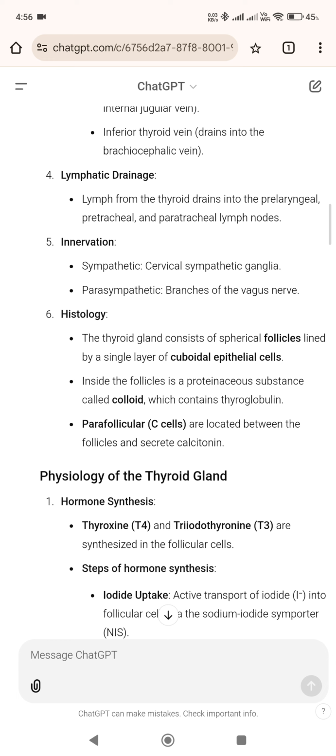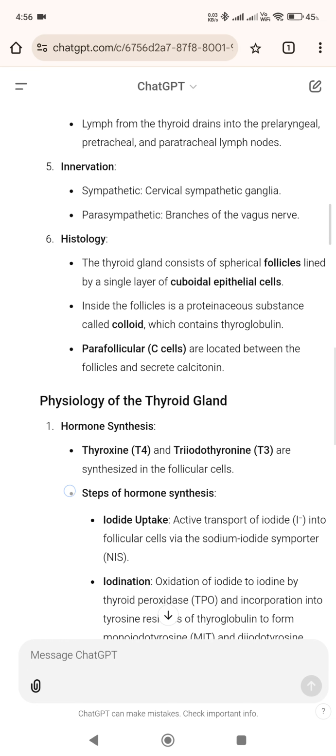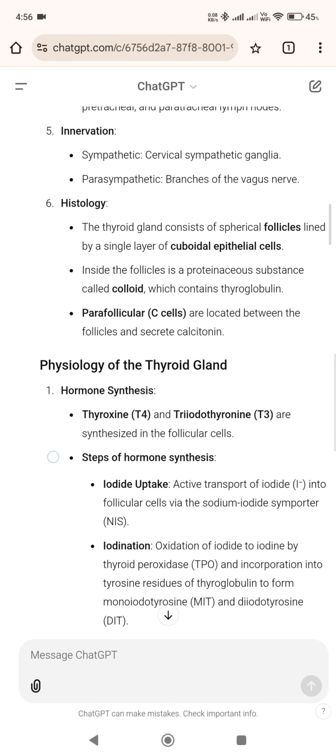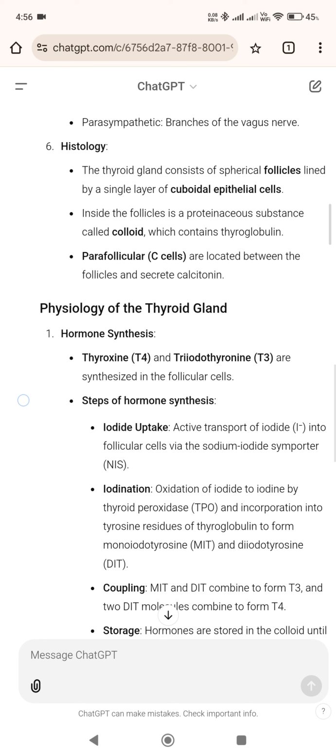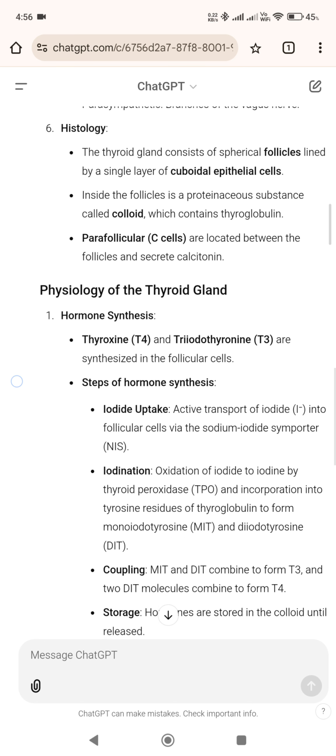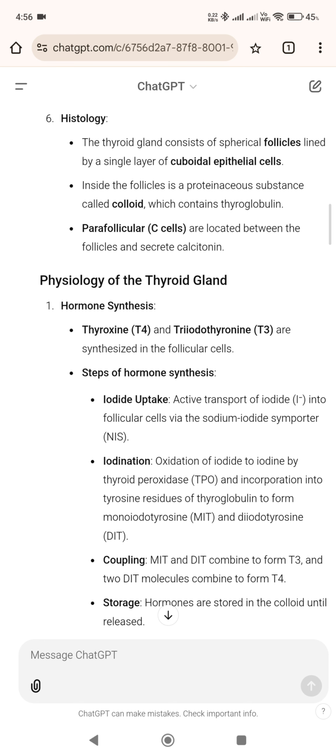6. Histology. The thyroid gland consists of spherical follicles lined by a single layer of cuboidal epithelial cells. Inside the follicles is a proteinaceous substance called colloid, which contains thyroglobulin. Parafollicular C cells are located between the follicles and secrete calcitonin. Physiology of the thyroid gland.